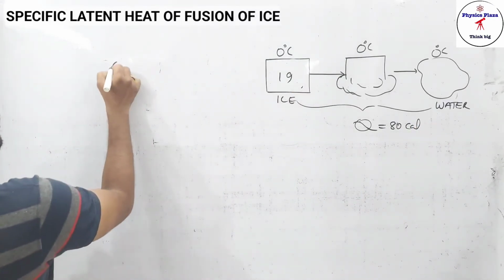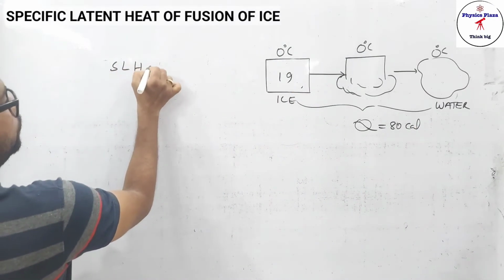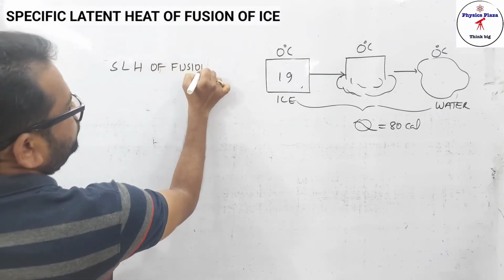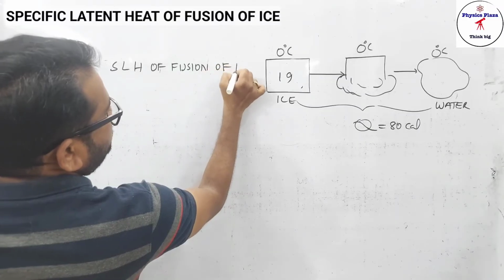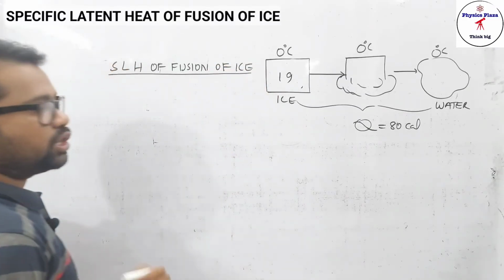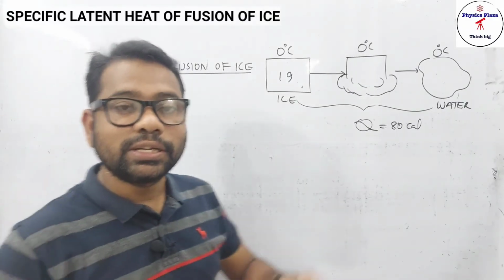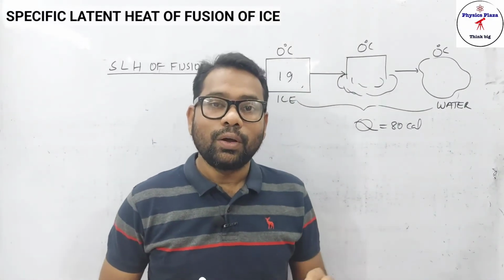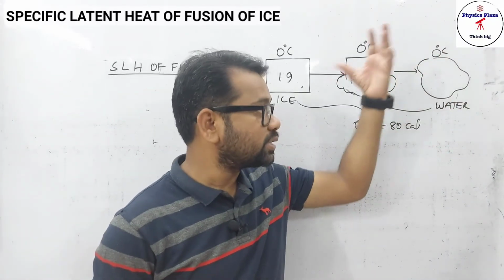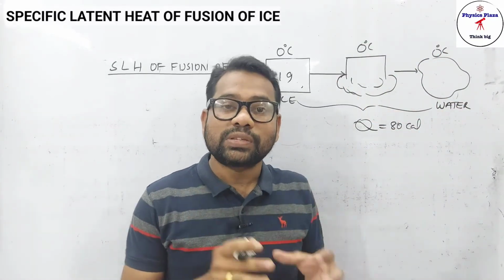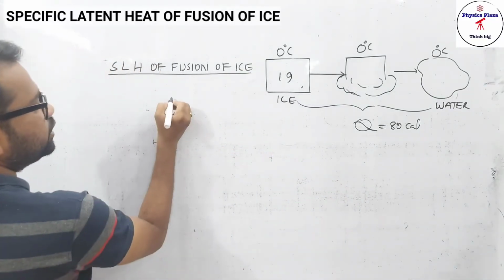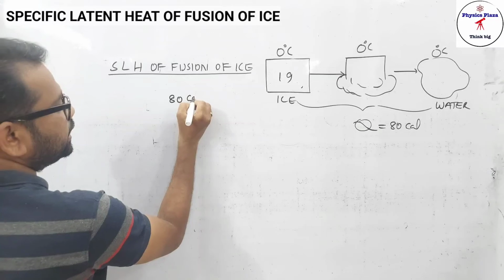So how to define the specific latent heat of fusion of ice, children? The amount of heat energy required to change 1 gram of ice at 0 degree Celsius to 1 gram of water at 0 degree Celsius is called the specific latent heat of fusion of ice. Its value is 80 calorie per gram.